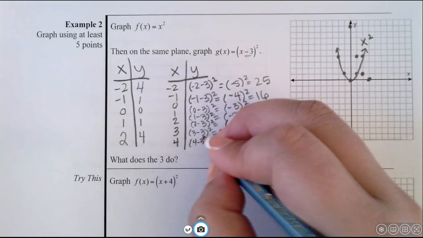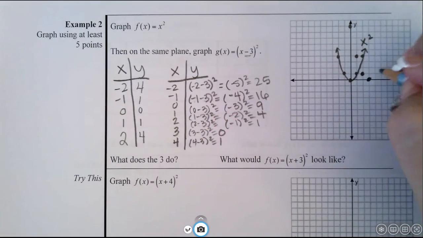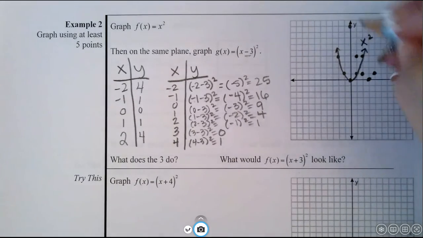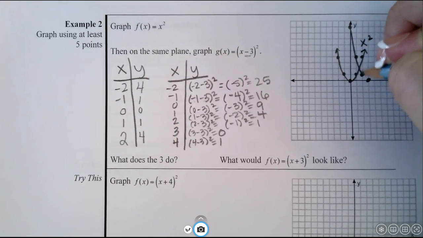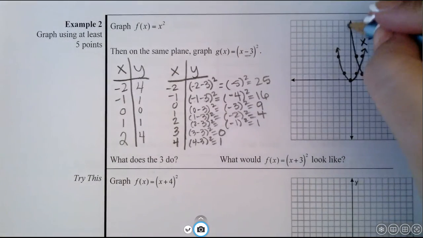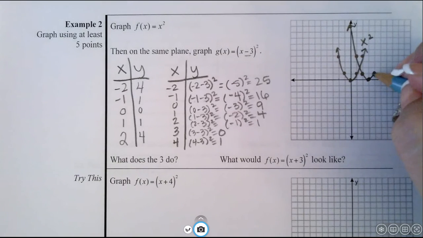4 minus 3 is 1. Squared is 1. Okay, so now we have our 5 points. And if we look at this, that looks like a different shape. However, remember this is a parabola. So it keeps going, and this keeps going.